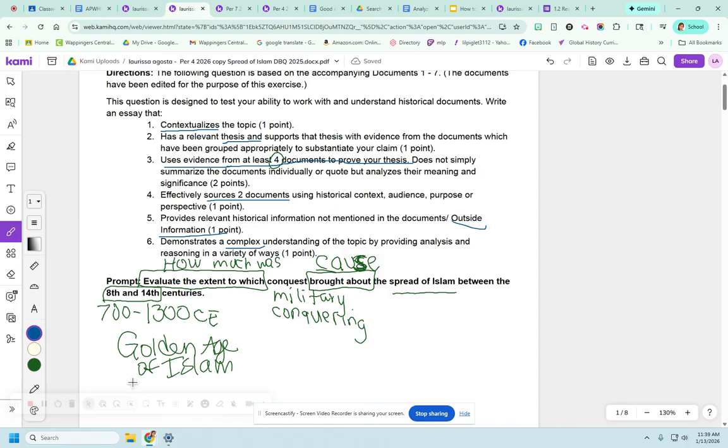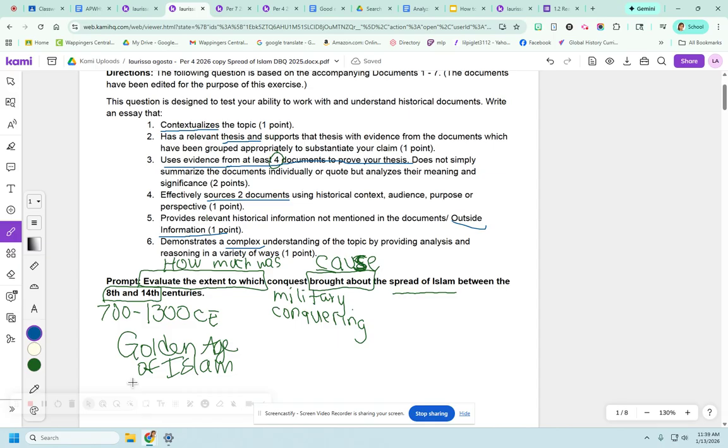Translate it into a question that starts with how much, because when it asks you to evaluate the extent to which something happens, it means how much was it? So how much was conquest a cause of the spread of Islam between the 8th and 14th centuries, so the 700s to the 1300s. And you usually want to write out those hundreds so that you know you're in the right time period.